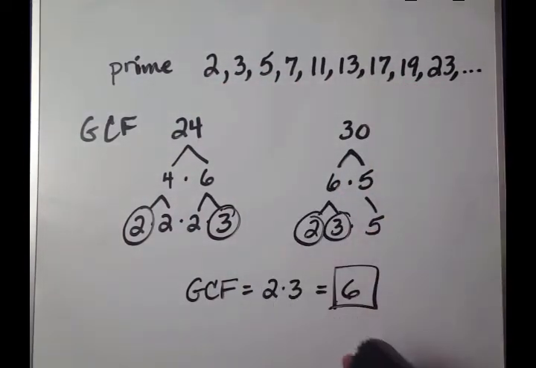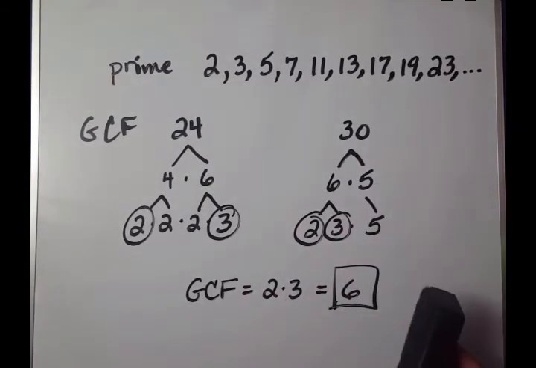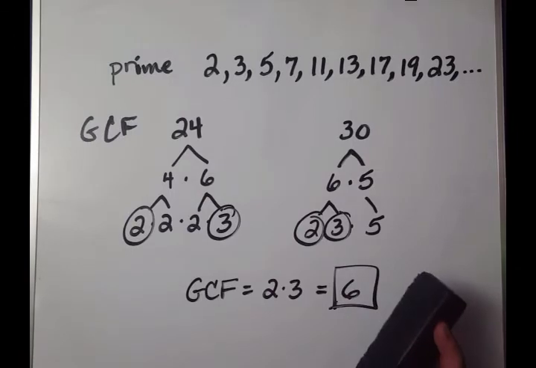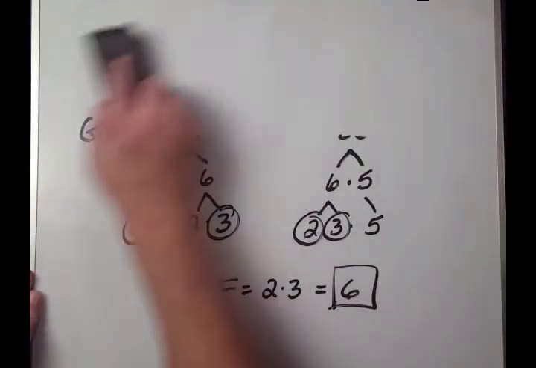So most of the time we're just going to look at the numbers and we're going to say, I know that greatest common factor. The biggest thing that will divide them both is 6. If we get stuck, we have this guaranteed method to fall back on. And that's what this is. This is a guaranteed method that we can fall back on if we get stuck.